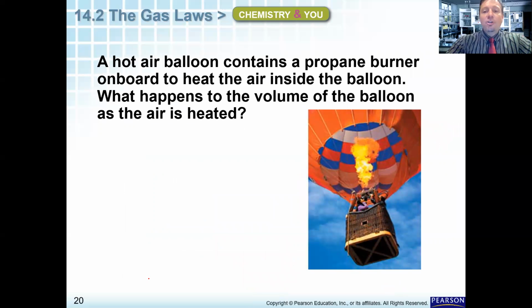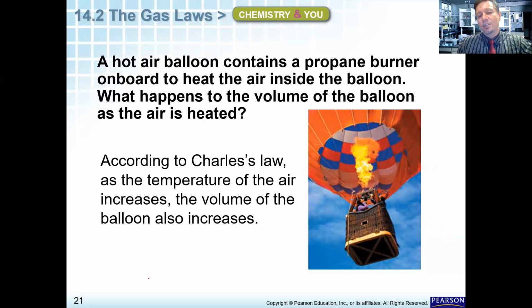All right, hot air balloon. So a hot air balloon has a burner on it, and they keep heating the air inside. So when they heat the air inside, the molecules are going to be bouncing back very rapidly, thus expanding the volume. So the volume should be going up, and that is exactly what they tell us here. The volume of the balloon increases.